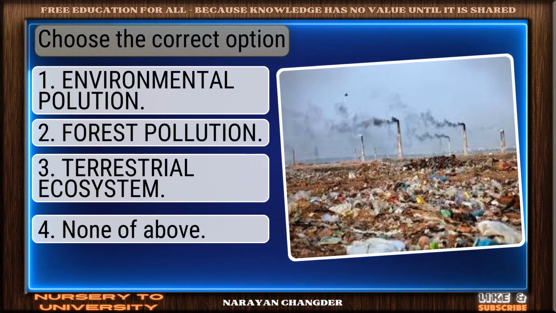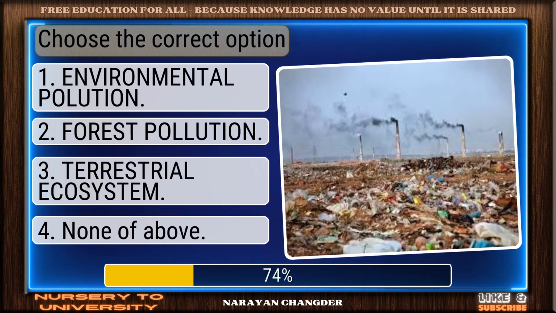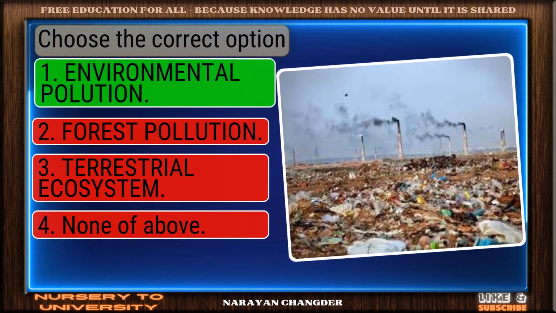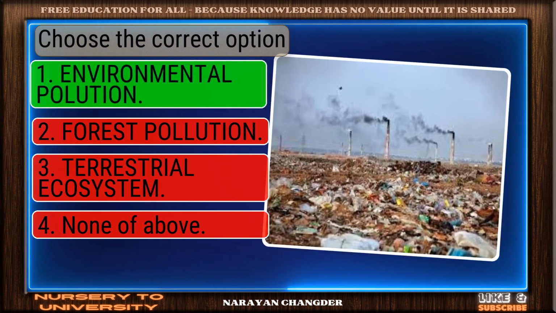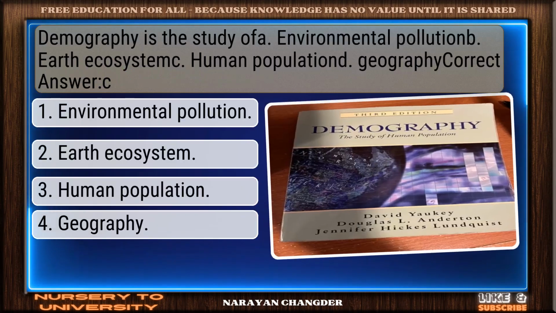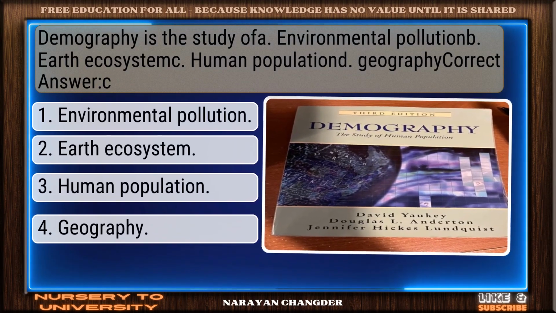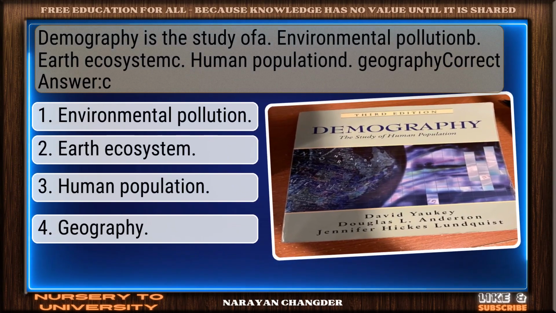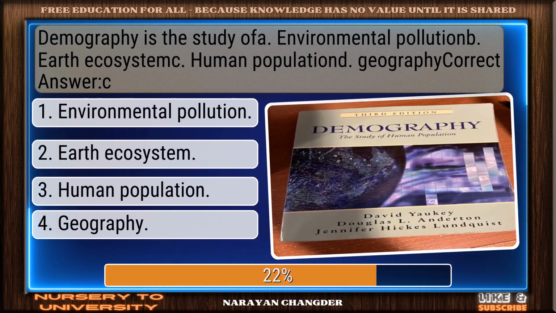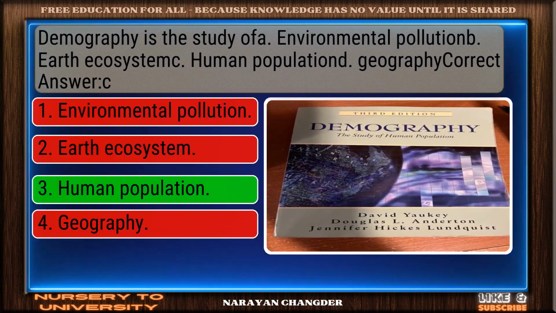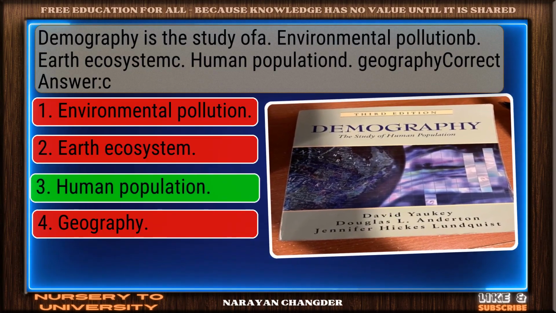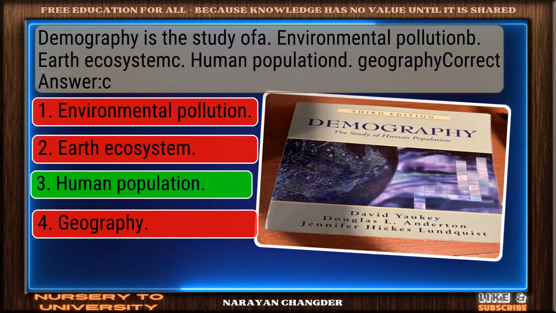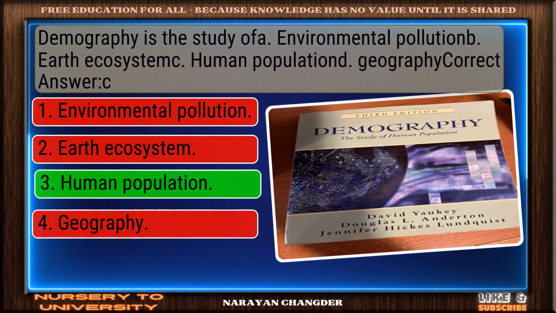Choose the correct option. You're right. Environmental pollution is the correct answer. Demography is the study of environmental pollution, Earth ecosystem, human population. Geography. Correct answer C. Exactly. Human population makes sense, and it is the right choice.